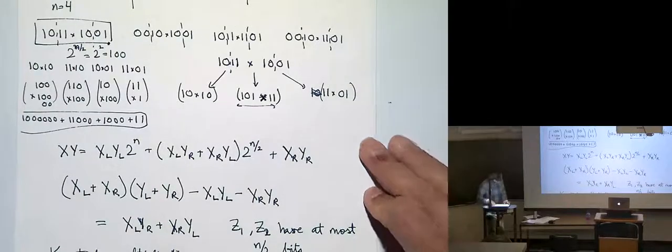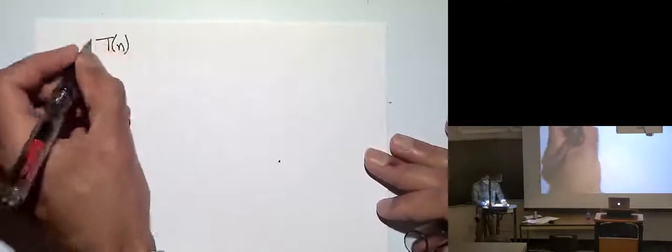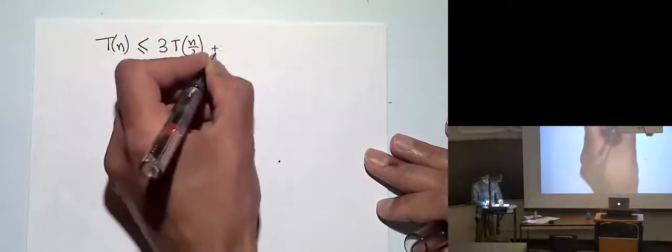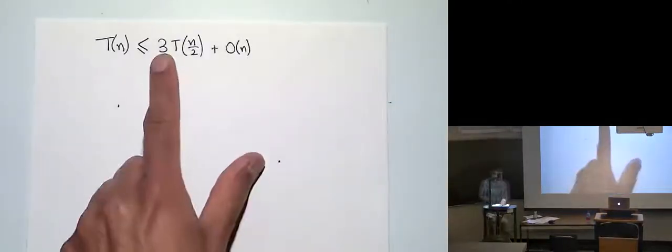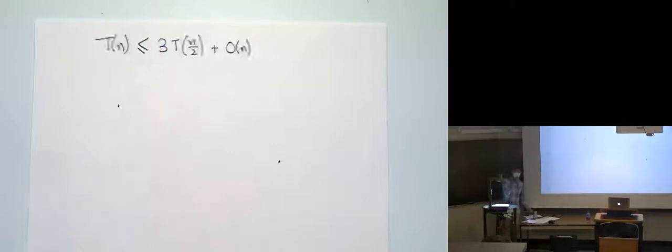So if we write down this recurrence, you get T of n is at most 3 T of n over 2 plus O of n. So before we had 4, now we have a 3.